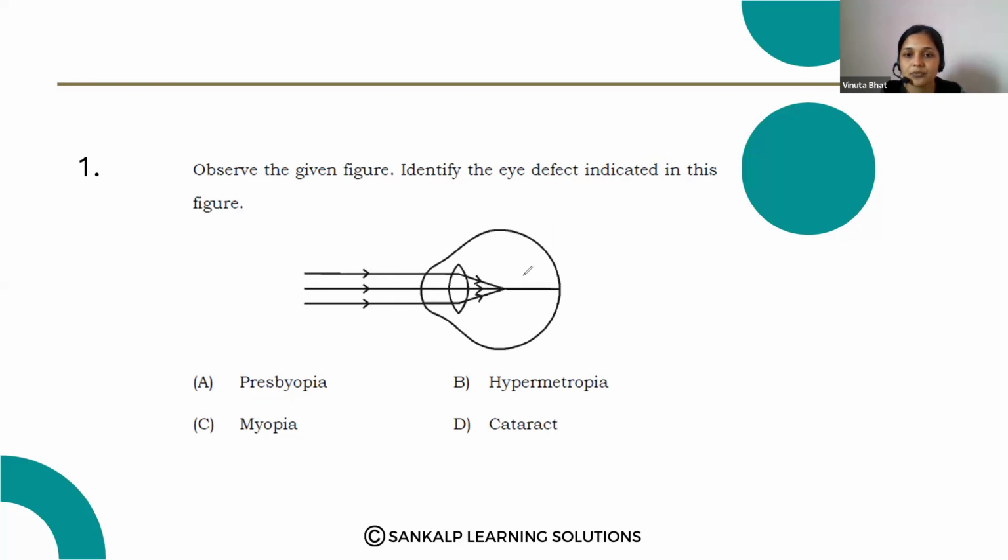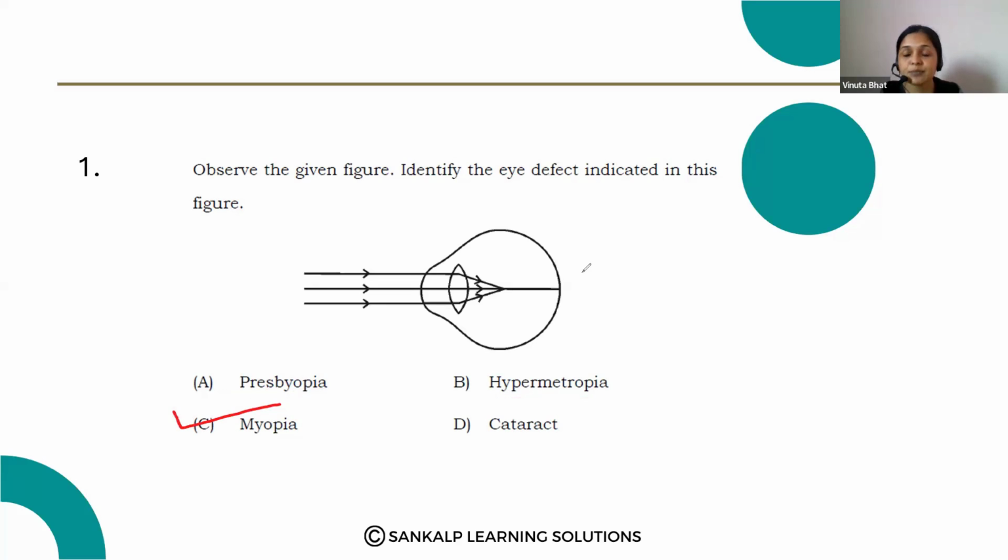Here, the image is formed in front of the retina, right? You can observe that the image formation is in front of the retina, but in a person with normal vision, it should form on the retina. So what type of eye defect is it? Presbyopia is the age-related eye defect, right? Hypermetropia is where the images are formed behind the retina. This is not behind the retina. So the correct answer is myopia. Option C, myopia, is the correct answer.